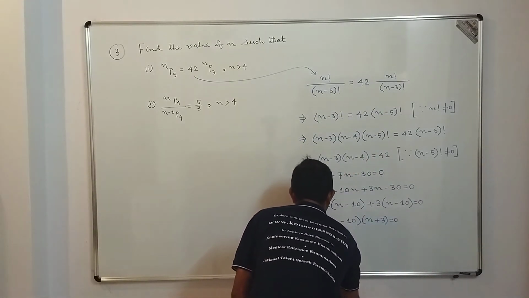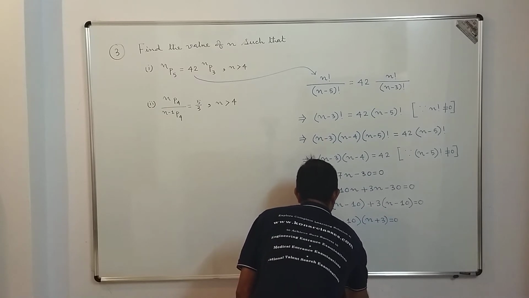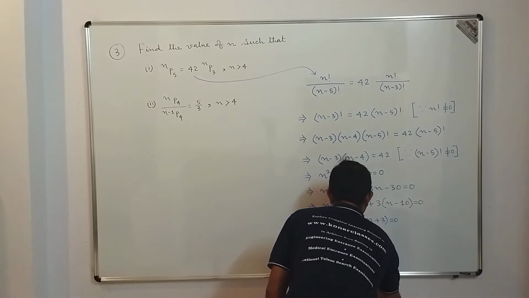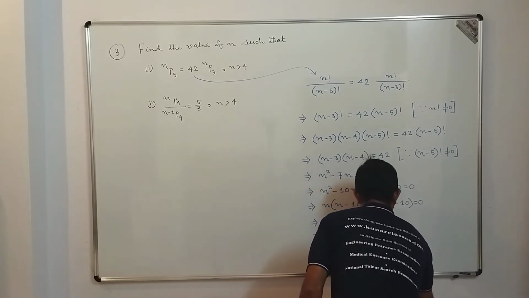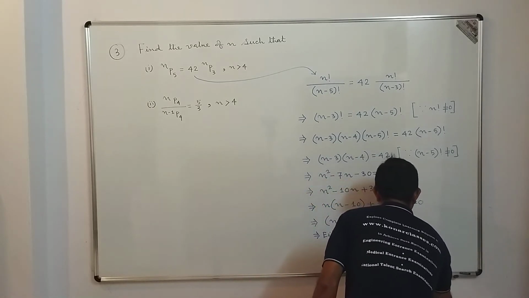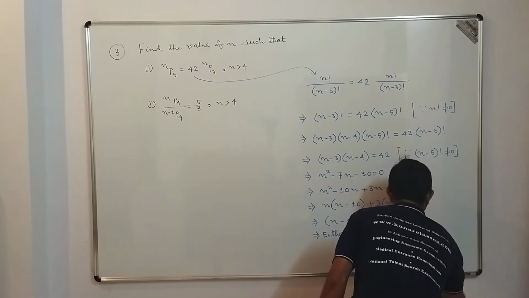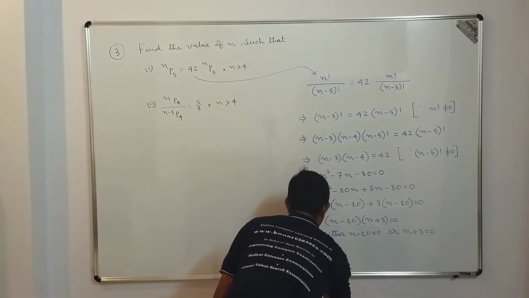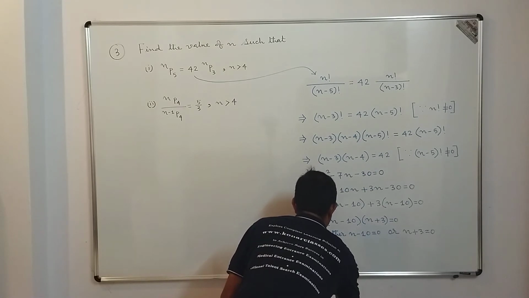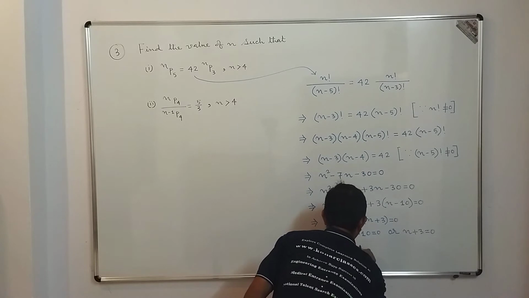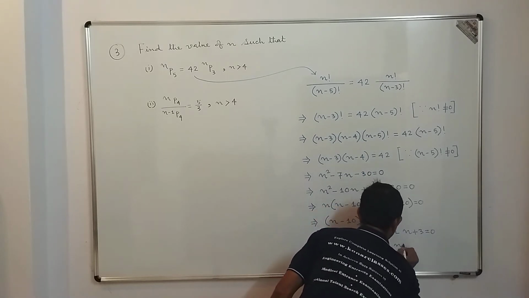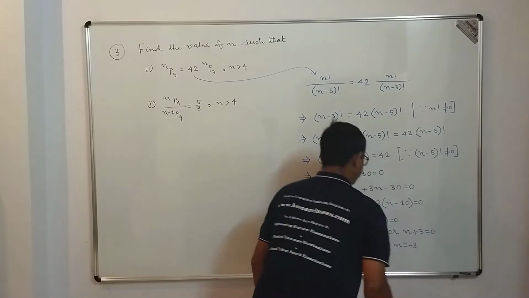This implies either n minus 10 equal to 0 or n plus 3 equal to 0, correct? That implies either n equal to 10 or n equal to minus 3.